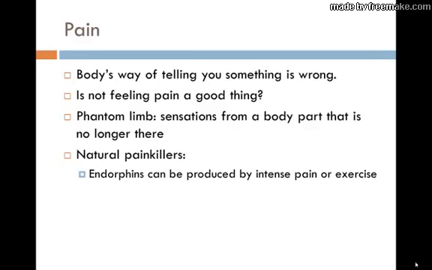The last concept on here is natural painkillers. Our bodies are hardwired to have some natural painkillers, so when we are in pain, we can deal with that on our own. Those are called endorphins, and they're produced in a couple of ways. One is by intense pain.